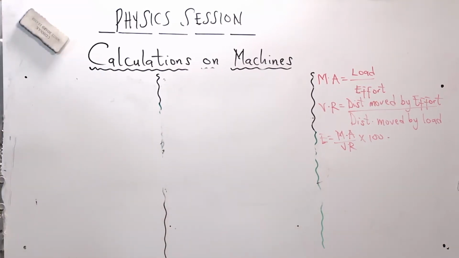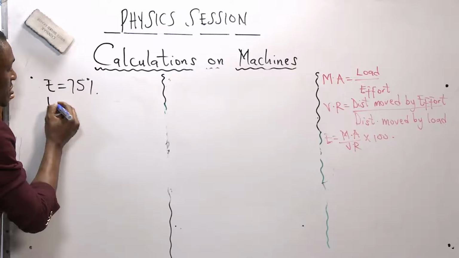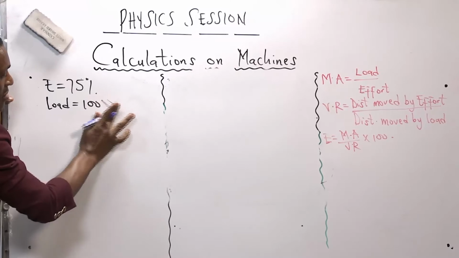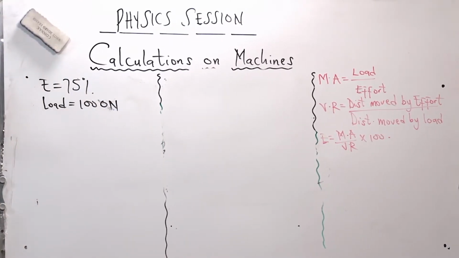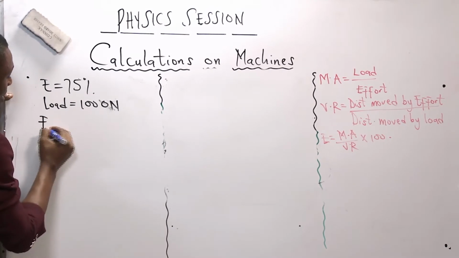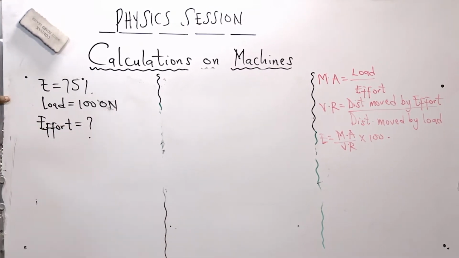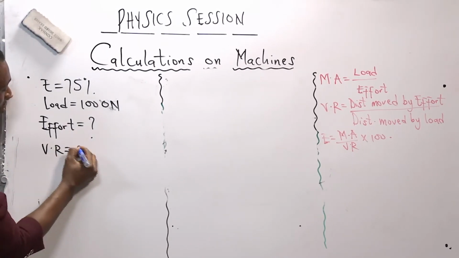So we are told that the machine has an efficiency of 75%, and it's used to lift a load of 1000 Newton. Calculate the effort. So the question wants us to calculate the effort applied. So the effort is unknown. If it has a velocity ratio of 4.